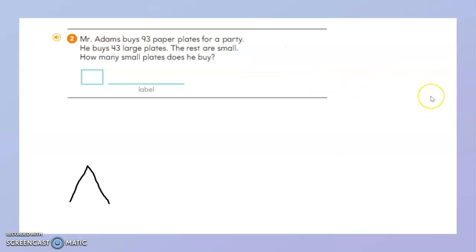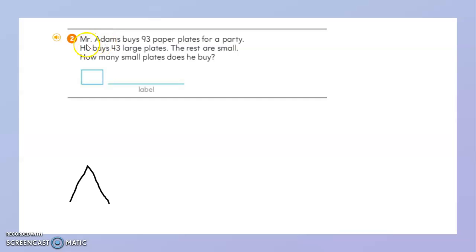All right, we're on to number 2. Mr. Adams buys 93 paper plates for a party. He buys 43 large plates and the rest are small. How many small plates does he buy? Okay, so we have our mountain here. We have to figure out, are we looking for a partner or the total?